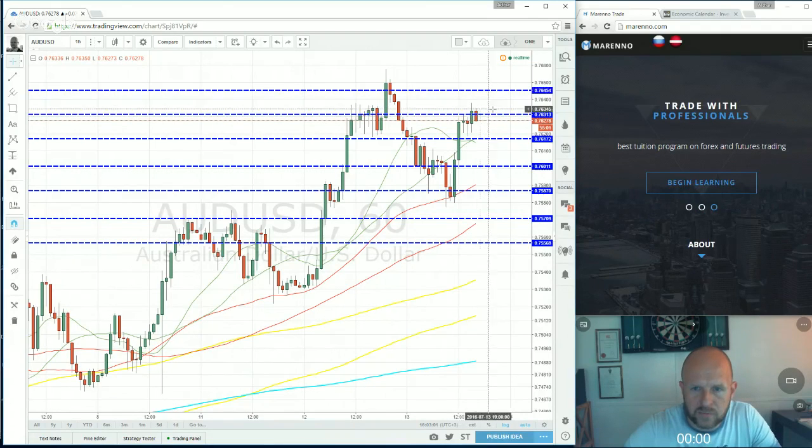All right, the stop loss just above this resistance line here, which is 0.76313.